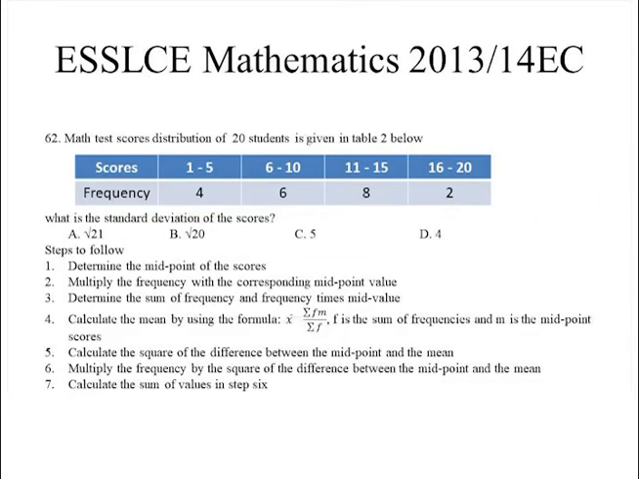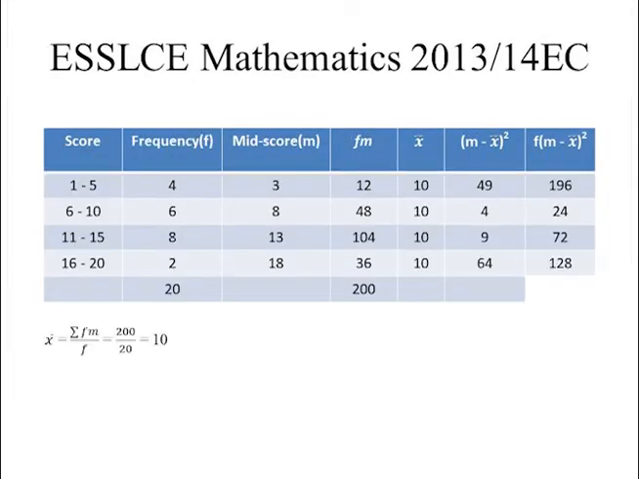Step 7. Calculate the sum of the values in step 6. That's calculate the sum of the seventh column. 196 plus 24 plus 72 plus 128. Their sum gives us 420.